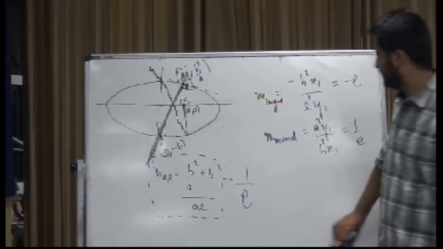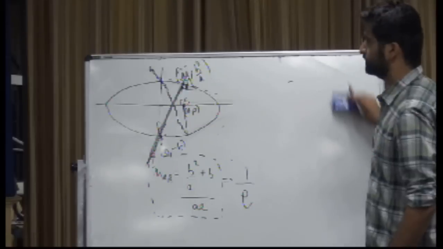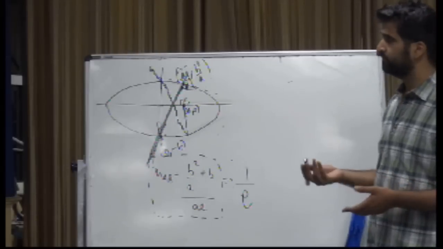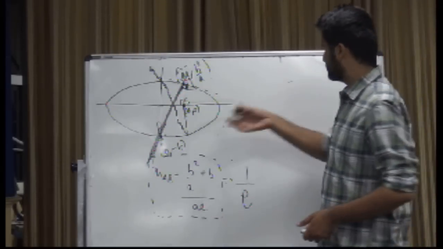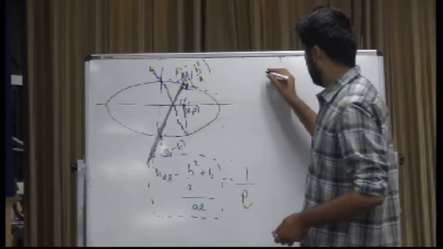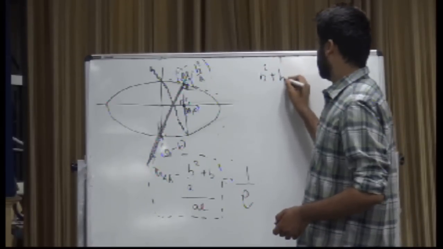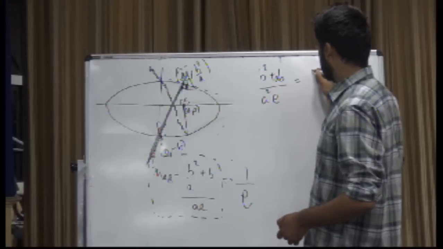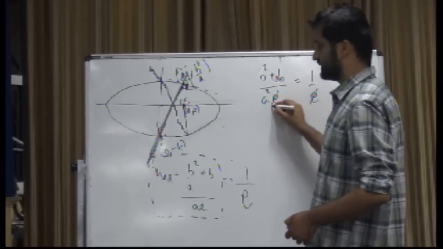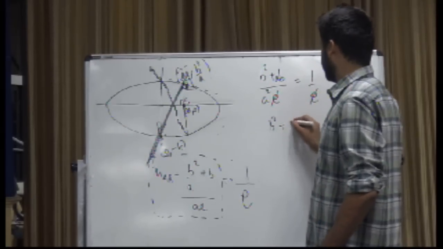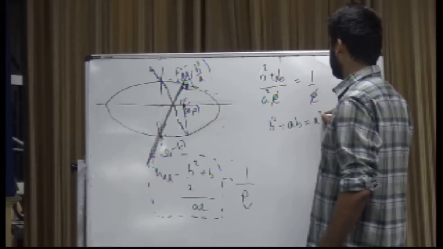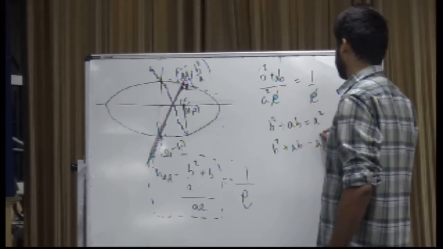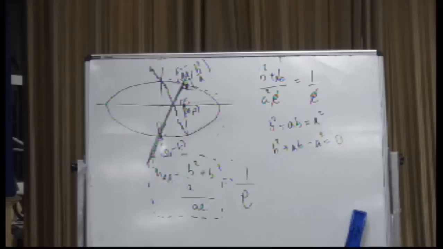So finally, is this clear? How the slope is same? If this is not clear, I'll explain again. If you say so, you get b square plus ab upon a square e is equal to 1 upon e. This cancels out. You get b square plus ab is equal to a square. b square plus ab minus a square is equal to 0. This is the equation, right?